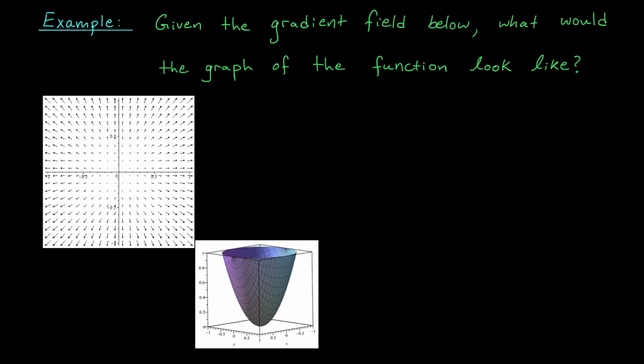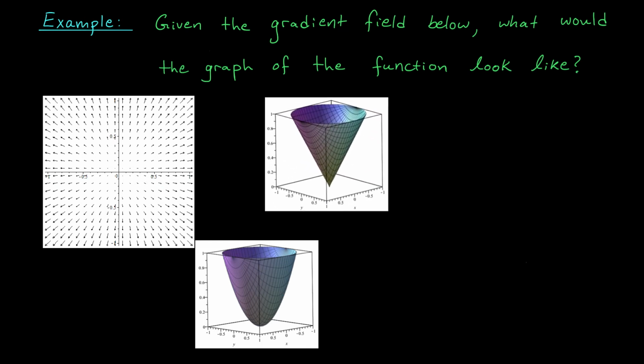But how do we know that it's this graph and not something like, I don't know, this cone? This cone also has that same property. If we stand at a point (x, y) and move directly away from the origin, we're going to experience the greatest rate of increase. The key here is that we should be paying attention not only to the direction of the arrows in our gradient field, but also to their lengths.